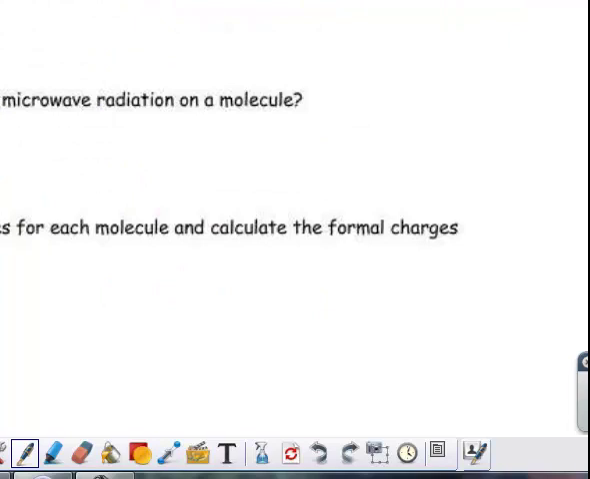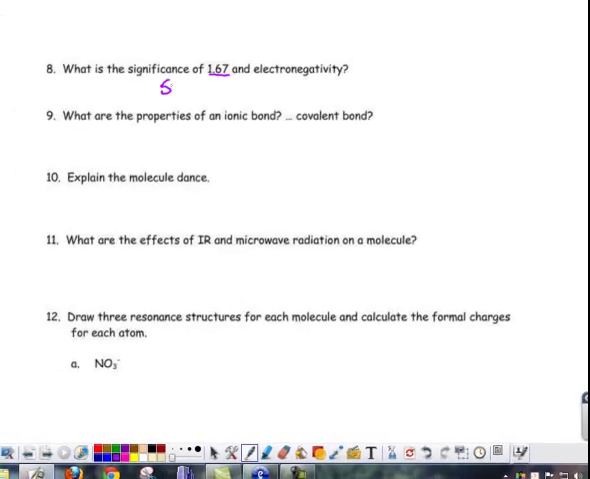What is the significance of 1.67? We're talking there, if you know the electronegativity values, you can subtract them, and that would be a 50-50 bond, meaning it's going to be equal parts covalent and ionic. If we have a difference greater than 1.67, then it's ionic, and if you have a difference less than 1.67, it is covalent.